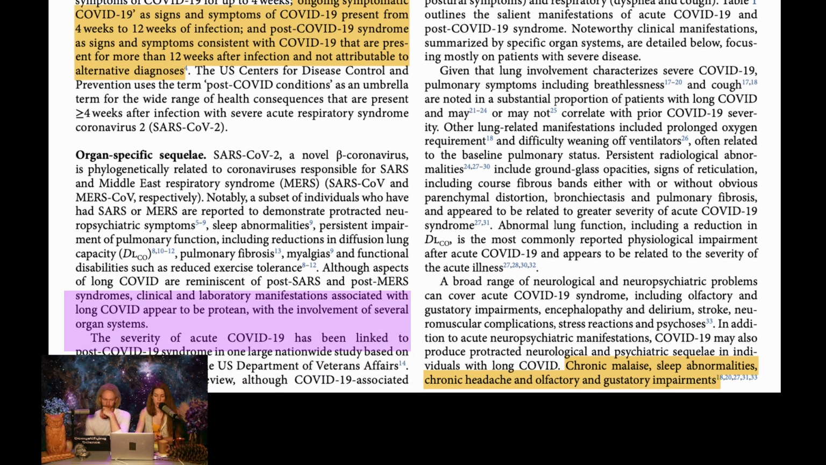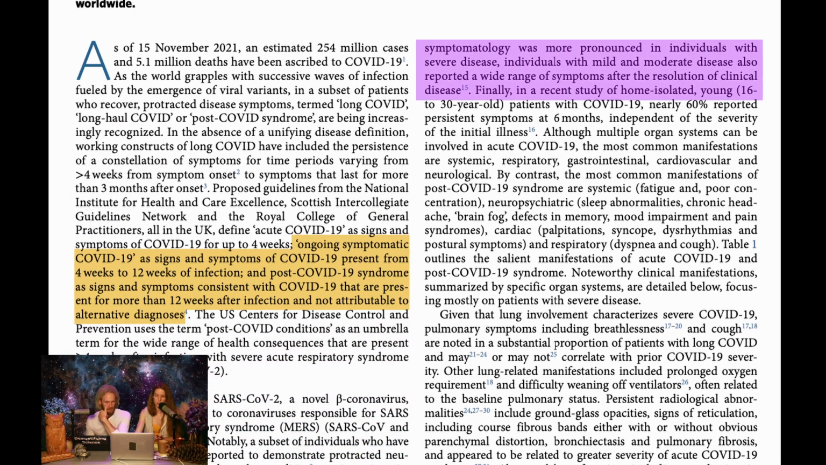And then in another review, although COVID-19 associated symptomology was more pronounced in people that had severe disease, individuals with mild and moderate disease still reported a wide range of symptoms after the resolution of clinical disease, which meant that it doesn't necessarily have anything to do with how bad your sickness is.